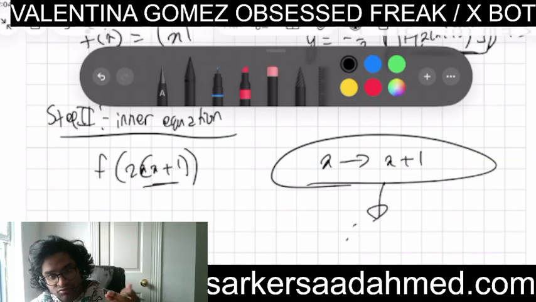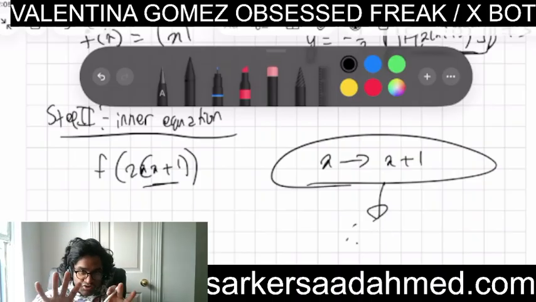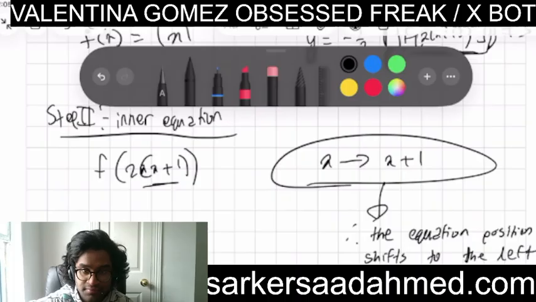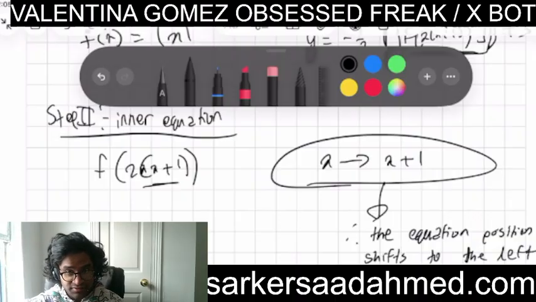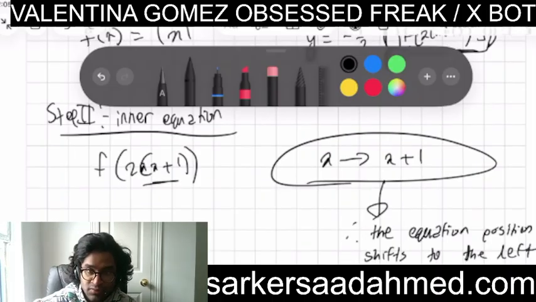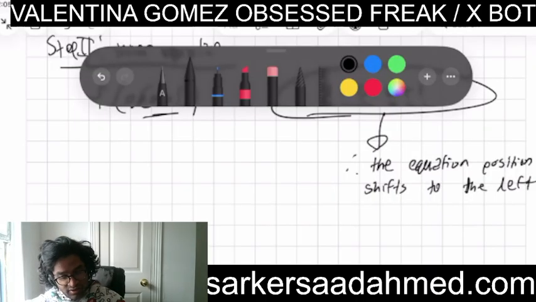And so because it went from x to x plus 1, it shifts that equation. So the behavior, the position of that equation, shifts to the left. So x plus 1 is the inner equation that will shift to the left. Cool. Now we have 2x plus 1. What we know is that x plus 1 shifts to the left. Now if 2 of x plus 1 is equal to 0, then I can set 2x plus 2 is equal to 0.